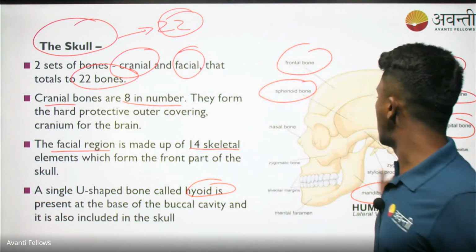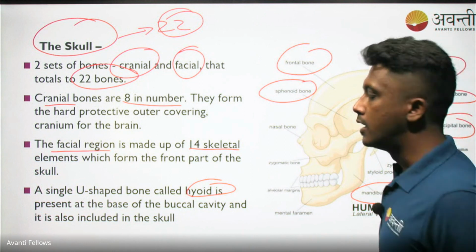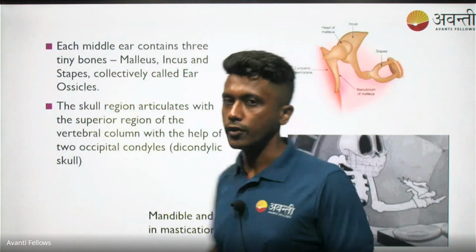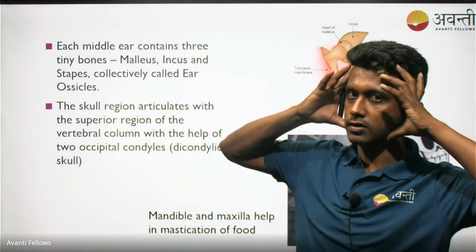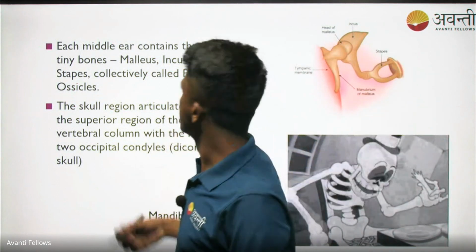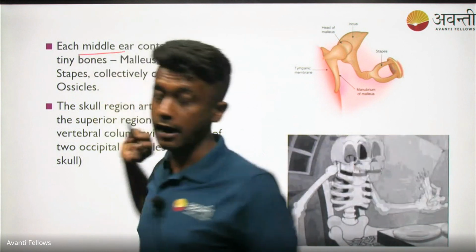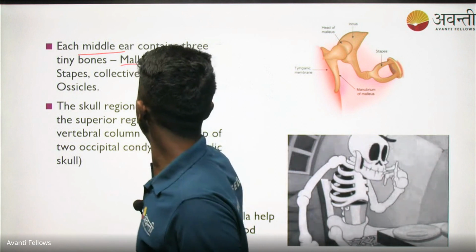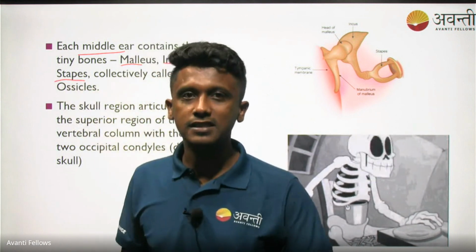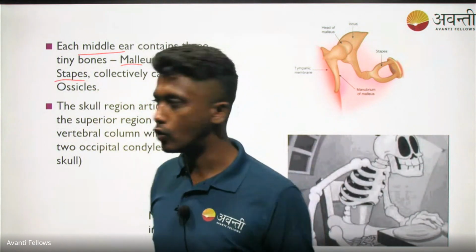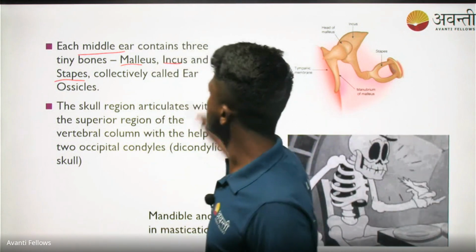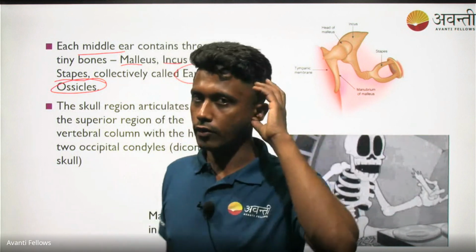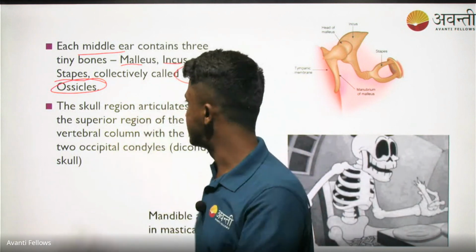Even the hyoid bone is considered a part of the skull, even though it is not completely attached to the human skull. Also, our ears have 3 important bones in each ear: the malleus, incus, and stapes, which we will discuss in detail in neural control and coordination. In general, we call them ear ossicles. Each side of the ear has 3, so 3 plus 3 is 6 bones.